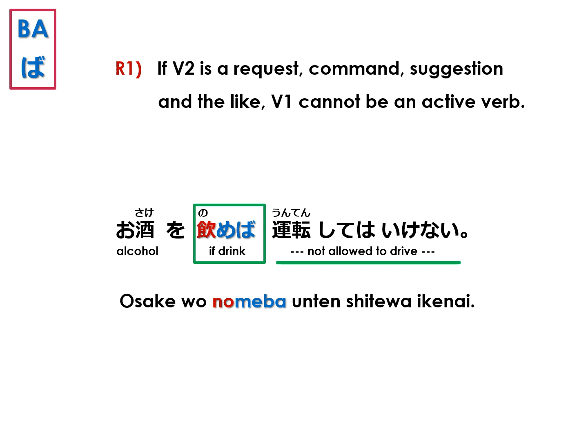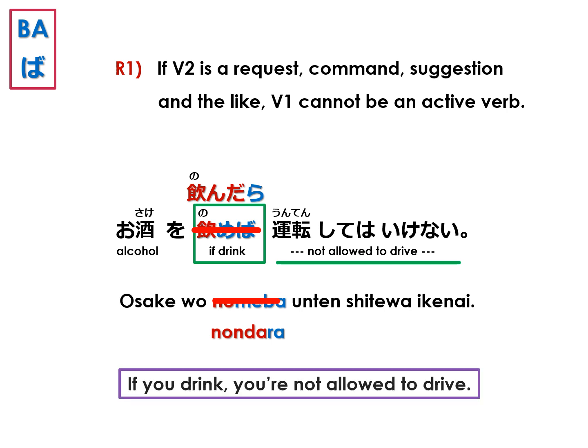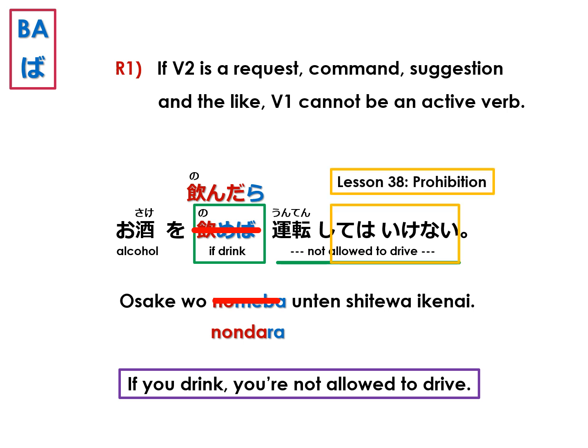We can fix this by using the tara conjugation instead, and say お酒を飲んだら運転してはいけない。If you drink, you're not allowed to drive. The てはいけない conjugation expresses prohibition, and you can review this in lesson 38.